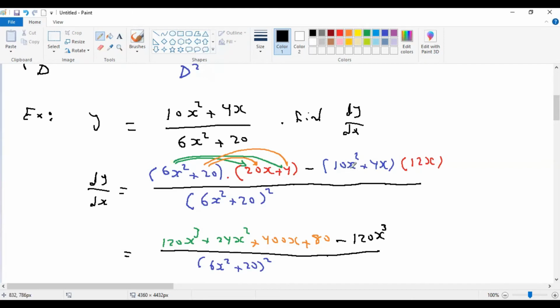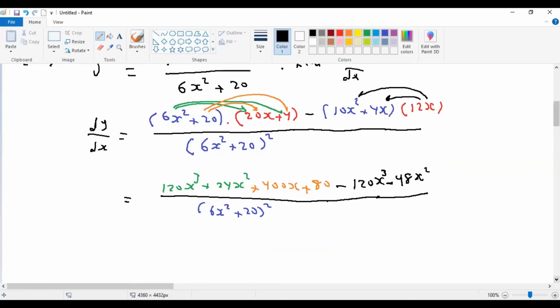x cubed, 10x squared by 12x, 120x cubed, and 12x by 4, 48x squared. So this 48x squared, and this 12x by this one is 120x cubed. But there is minus, plus will be negative. This negative, be careful. This is minus. Okay, so now this is the derivative.